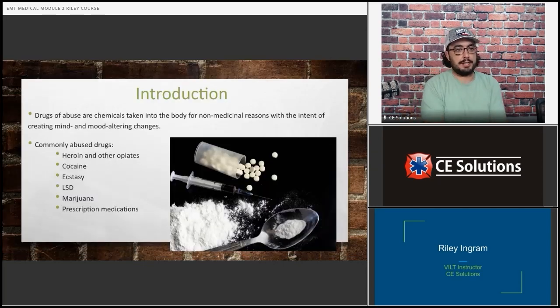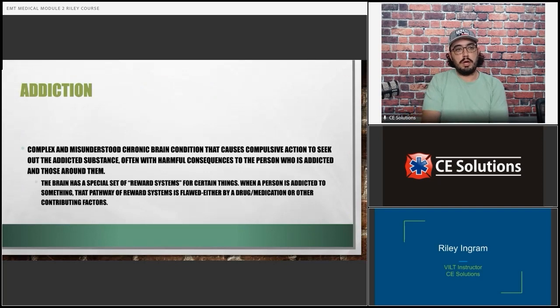All right. Introduction. Drugs of abuse are chemicals taken into the body for non-medicinal reasons with the intent of creating mind and mood-altering changes. These commonly abused drugs: heroin, cocaine, ecstasy, LSD, marijuana, and prescription medications. Addiction. It's a complex and misunderstood chronic brain condition that causes compulsive action to seek out the addicted substance. It's often with harmful consequences to the person who is addicted and to those around him.